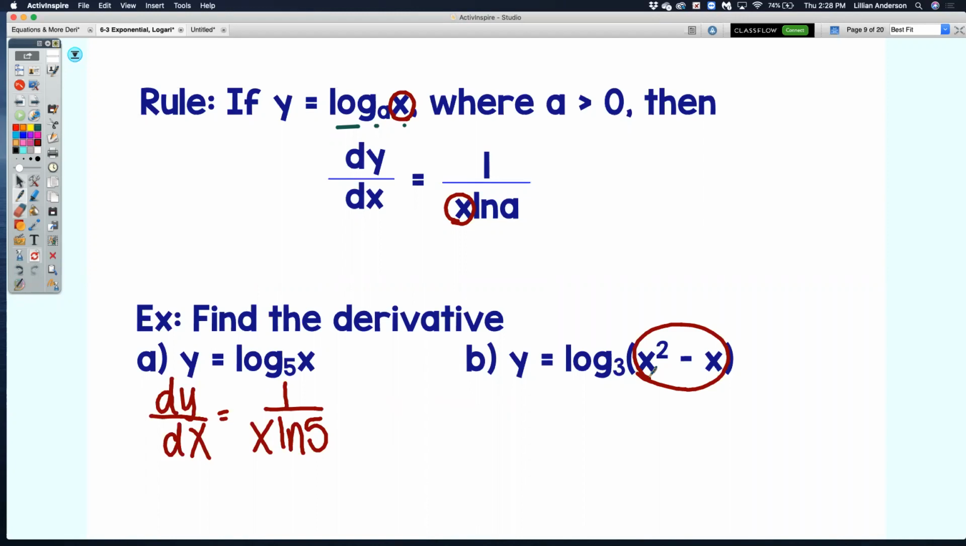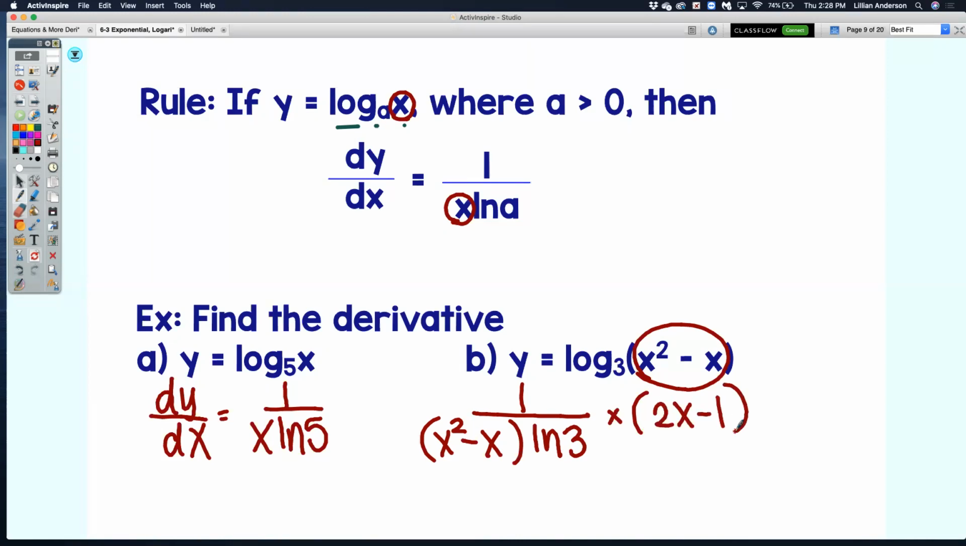You take the derivative of the log base 3 of x part, which becomes 1 over x, but I don't write x, I write the inside function. ln of a, what's a? 3. Then I multiply this by the derivative of my inside. What's the derivative of x squared minus x? So then my derivative becomes 2x minus 1 all over x squared minus x ln of 3.